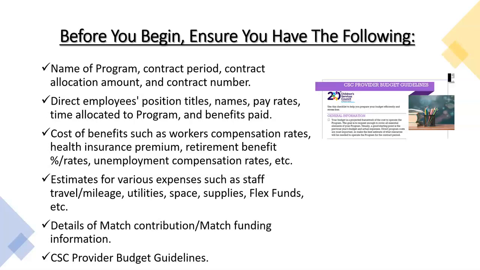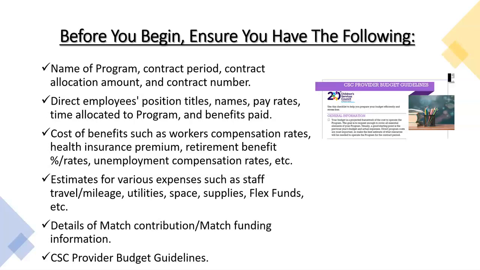To create a successful budget, please ensure you gather the following details before you begin. You will need to consult with the program director, finance department, and your HR department to ensure you have the accurate and most complete details. First, you need the name of the program, the contract period, contract allocation amount, and contract number. Second, ensure you have all the employees that are going to be affiliated with the program, their names, titles, pay rates, time allocated to the program, and benefits that will be paid.